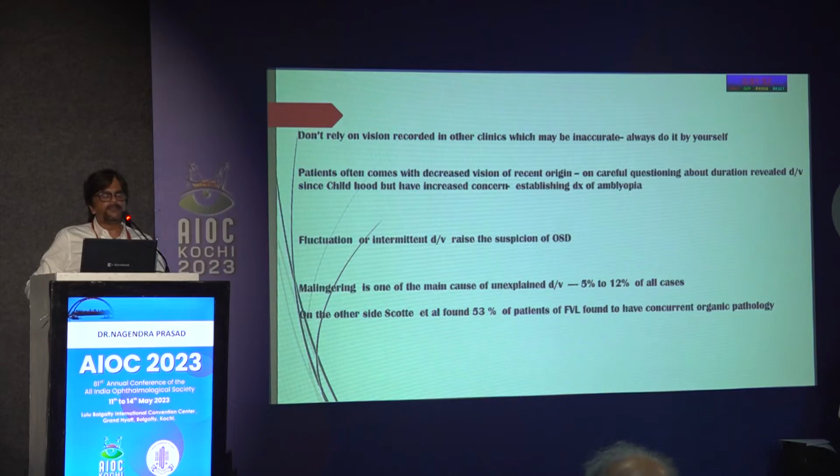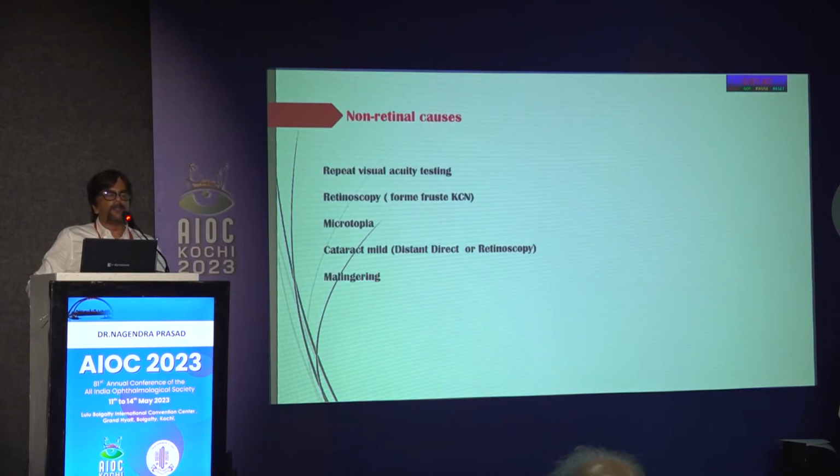Fluctuation or intermittent diminution of vision raises suspicion of OSD. Malingering is one of the main causes of unexplained diminution of vision, in 5 to 12% of all cases. On the other side, Scott et al. found that 53% of patients with functional vision loss were found to have concurrent organic pathology. So, as far as non-retinal pathology is concerned, repeat visual testing is important.